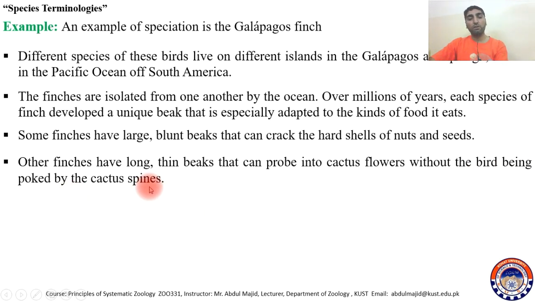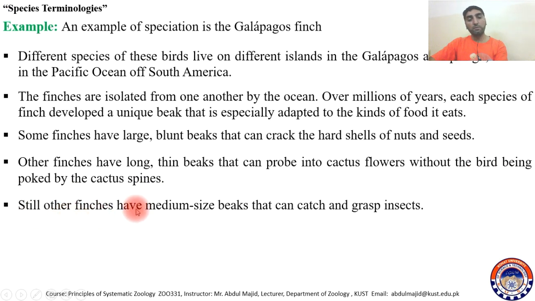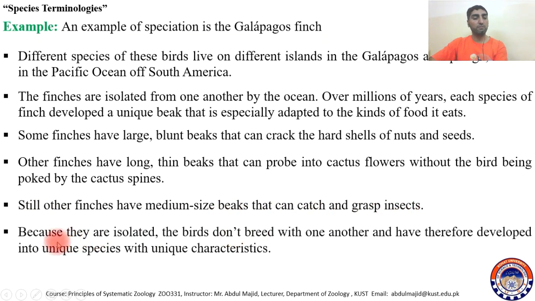That beak is for sucking the nectar. Still other finches have medium-sized beaks for grasping insects, and because they are isolated, the birds do not interbreed. Because they were isolated by very long distances, they were not able to interbreed, and with the passage of time every bird developed into a unique species with unique characteristics.